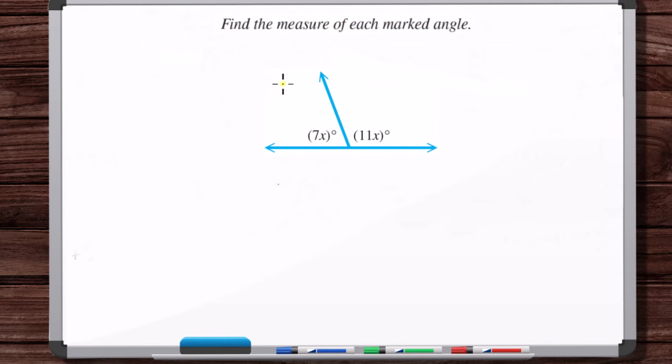All right, find the measure of each marked angle. So we want to get this angle and this angle. They don't give us the angle. They just give us a formula for the angle. Okay, so how do we do this?